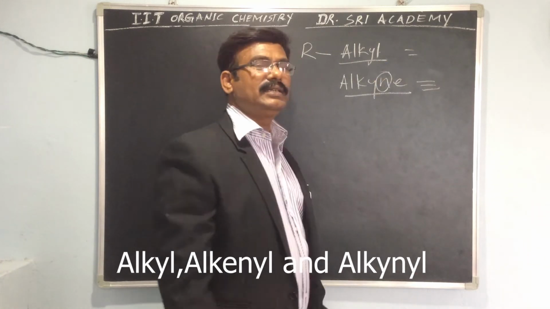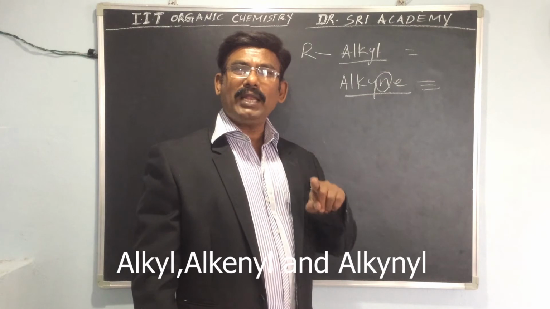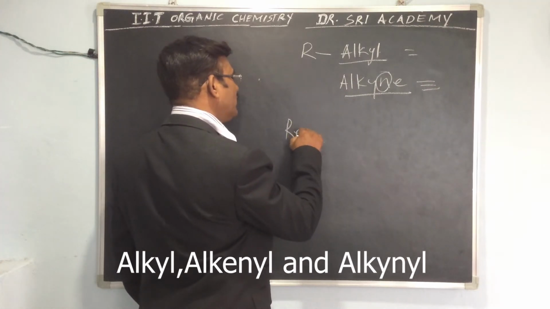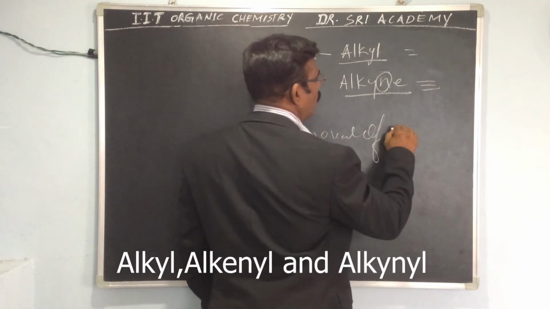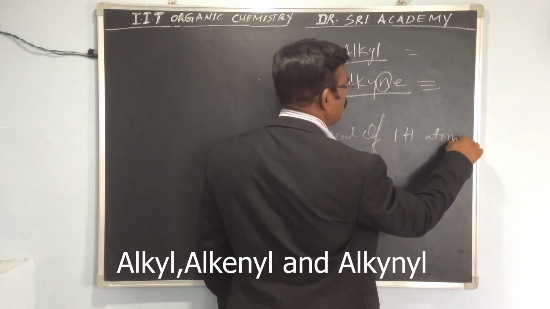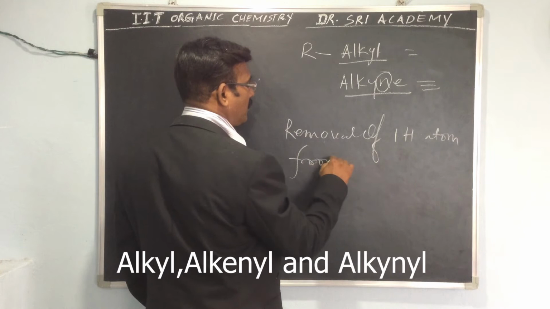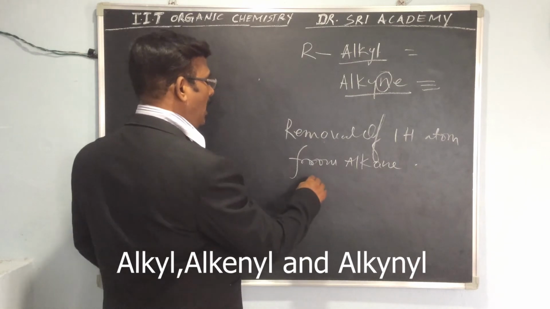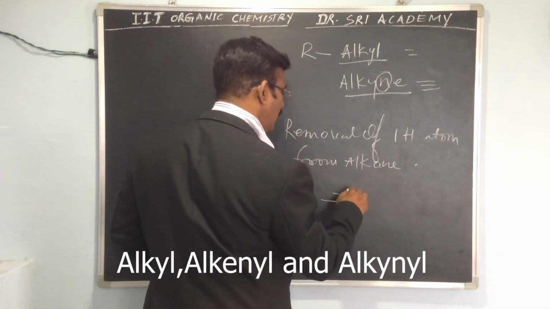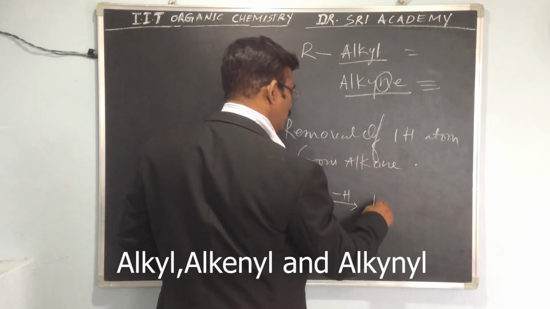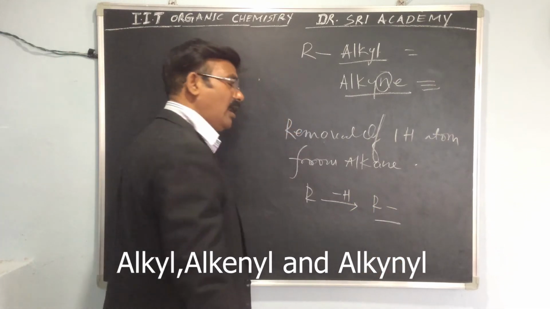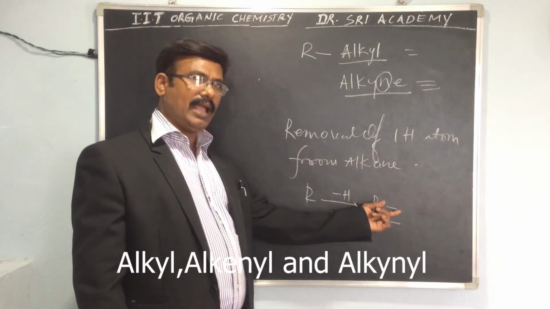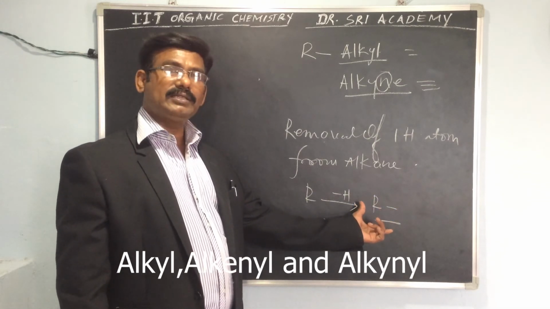Alkyl is just the removal of one hydrogen atom from alkanes. R minus hydrogen forms the alkyl group. So remove one hydrogen from R-H to form R dash, the R bond. So the R bond is called the alkyl group.